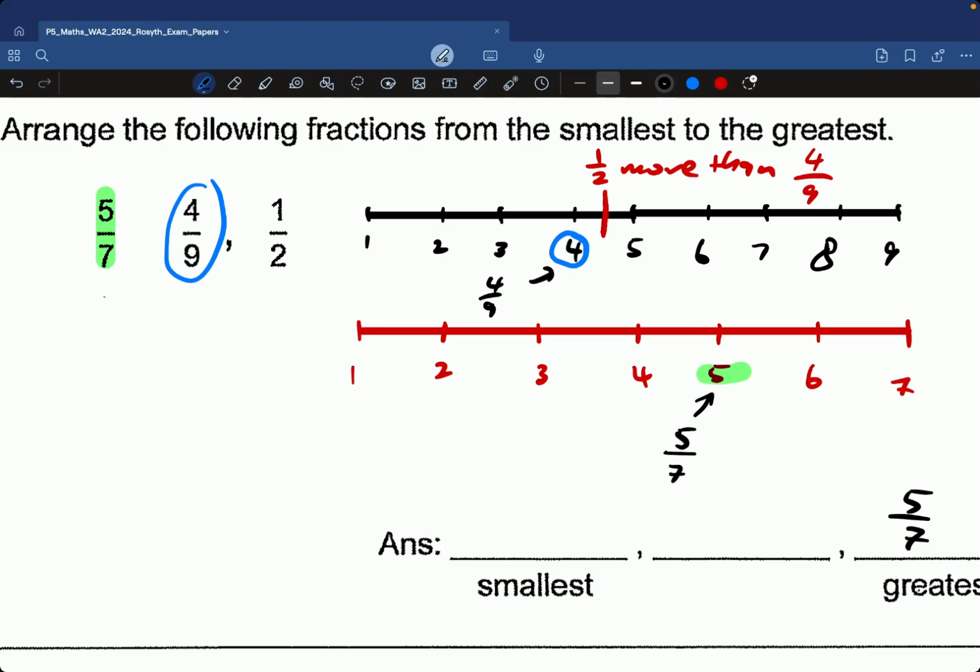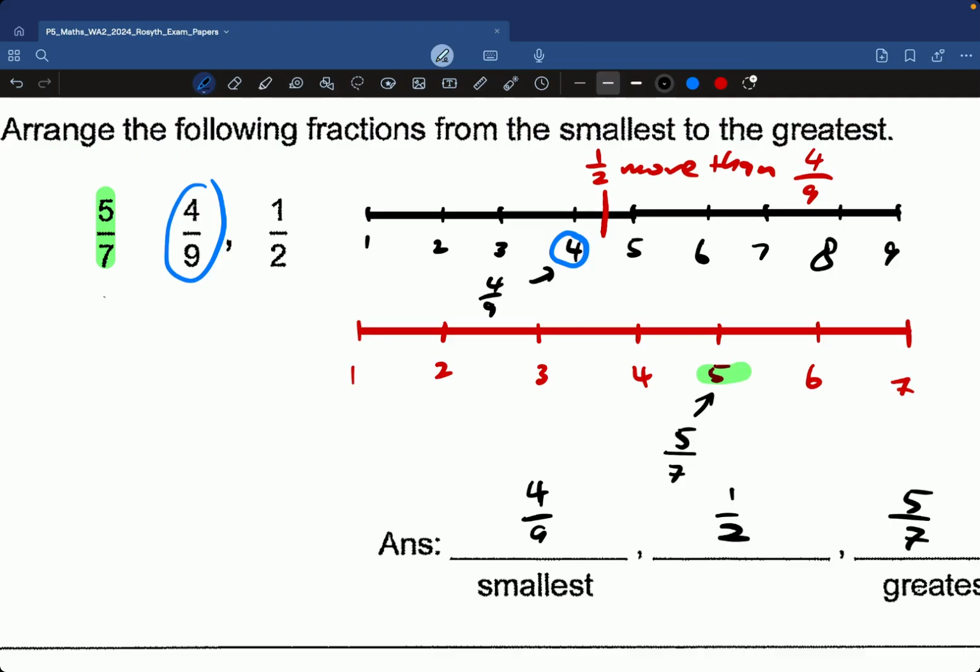And which one is the smaller one? In this case it is 4 over 9. So we can put here 4 over 9, and then we have half in the middle. So if you can visualize how fractions look like, then this is quite a straightforward kind of thing.